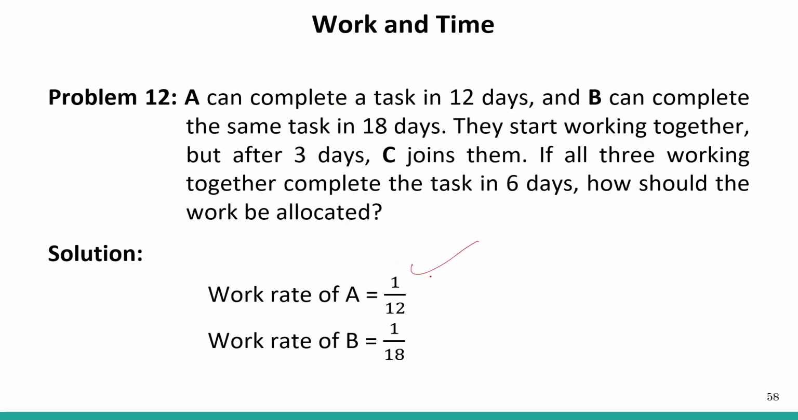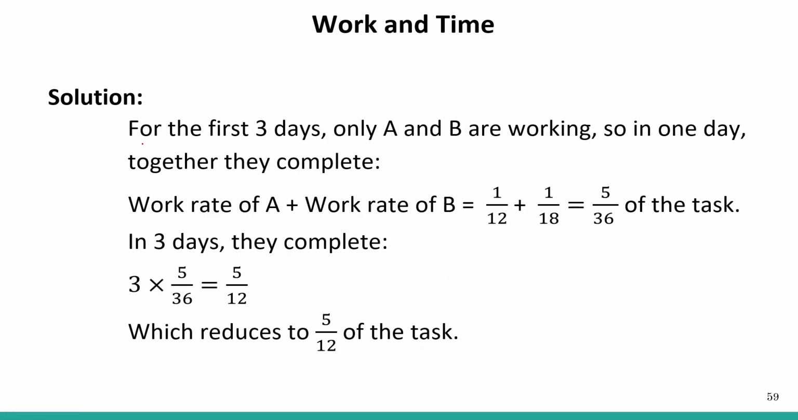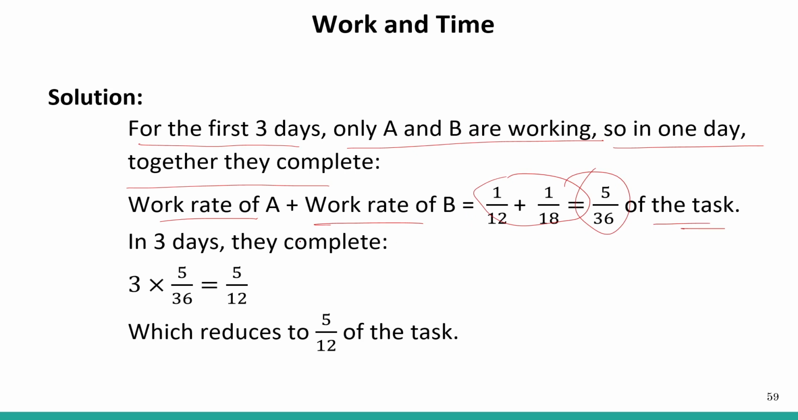So work rate of A is equal to 1 by 12, work rate of B is equal to 1 by 18. So for the first 3 days, only A and B are working. So in one day, together they complete work rate of A plus work rate of B, which is 1 by 12 plus 1 by 18, equal to 5 by 36 of the task. Okay, so in 3 days, 3 multiplied with 5 by 36, that is 5 by 12 of the task.